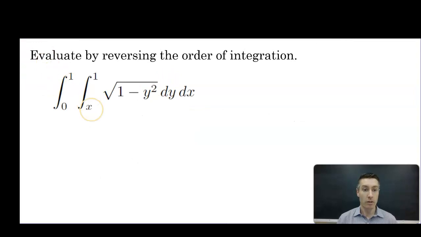One last example, just to finish this out, evaluate by reversing the order of integration. We have the double integral of the square root of 1 minus y squared dy dx, and y bounds go from x to 1, and x bounds go from 0 to 1. So this would be a great opportunity to pause the video, try this on your own, see how you're processing everything, and then play the video and see how you do.